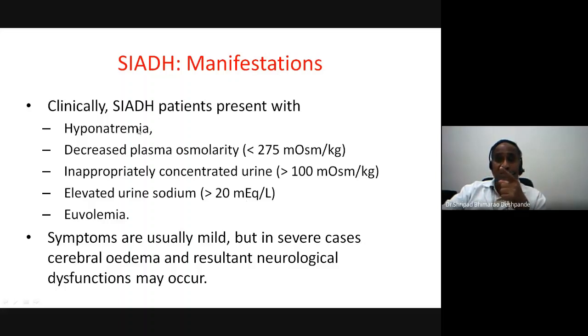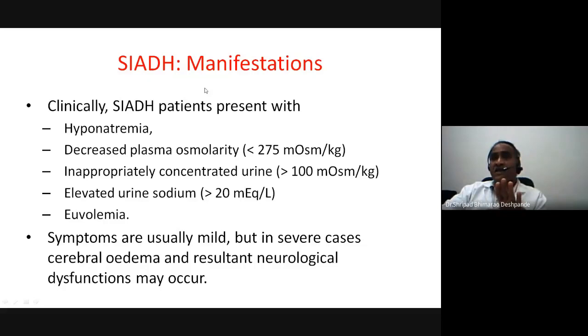Though there is hyponatremia, the urine sodium level is greater. So that means there is excretion of sodium in the urine. This is quite contradictory to what is required for the body. And in these circumstances, there is no change in the plasma volume or the blood volume. These are some of the things. There is no change in blood volume, but you will see hyponatremia, decreased plasma osmolality, highly concentrated urine, and high levels of sodium in the urine. These are the manifestations by which we can clinically diagnose SIADH.